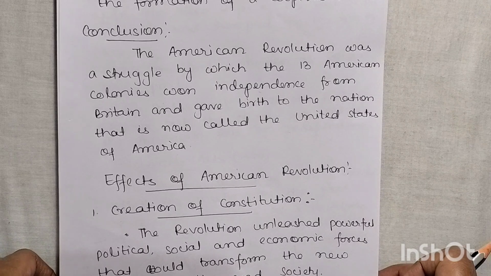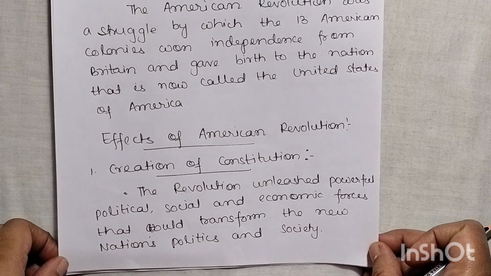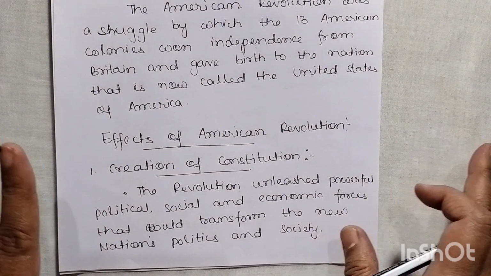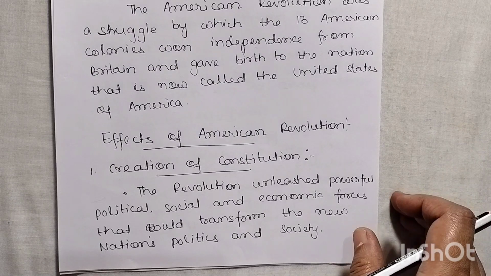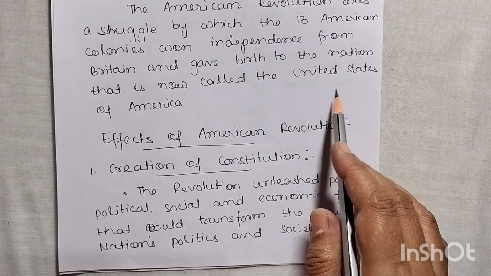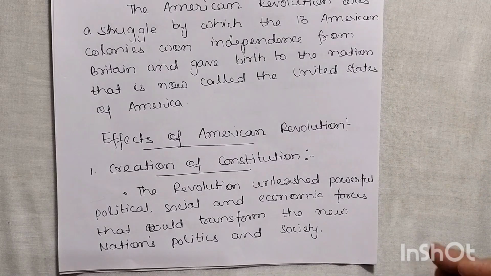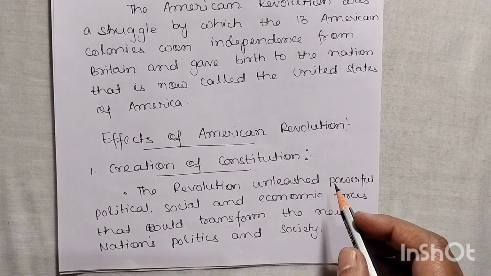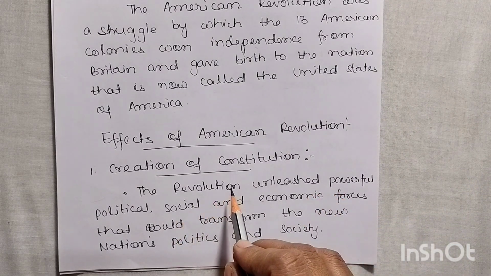Okay. Now let us see what were the after effects of the American Revolution. Since the revolution is over and a new state has been formed, that is the United States of America, what were the results and consequences of the American Revolution? So, creation of the Constitution, first of all.